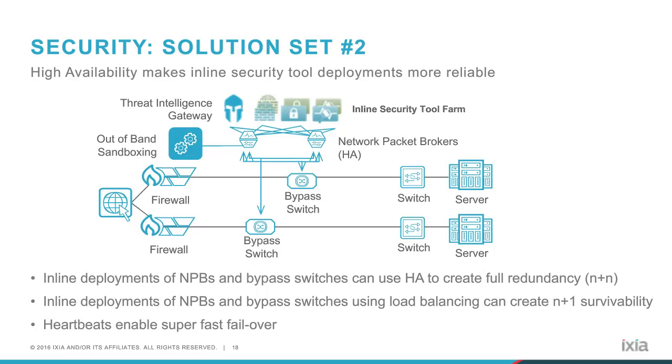So for the full redundancy option illustrated here, this is a highly effective method at maintaining maximum network and tool uptime. You literally have a second copy of everything. You have a second bypass switch, a second NPB, duplicate tools. If one component or path fails, the secondary equipment can handle the load. While this option yields the highest level of mean time between failure, it also comes at a high price, and it's literally a doubling of the cost for everything.